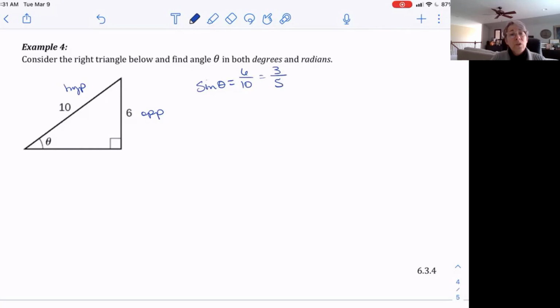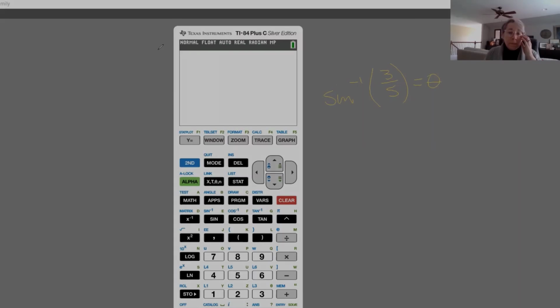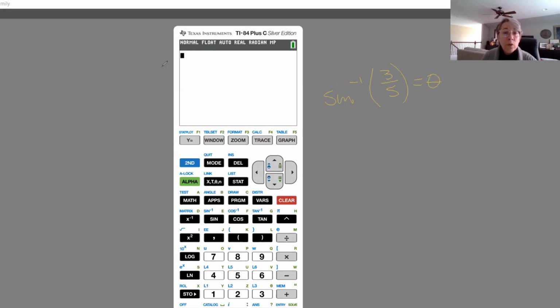But we want the actual angle. So that's when we would take the inverse function, if we know the sides, and try to find theta. So again, why are we learning the inverse function? It is so we can have different unknowns. X could be an unknown, Y could be an unknown, the hypotenuse could be an unknown, now theta can be an unknown. So we would have to put these in our calculator and be sure that we find both the degrees and radians.